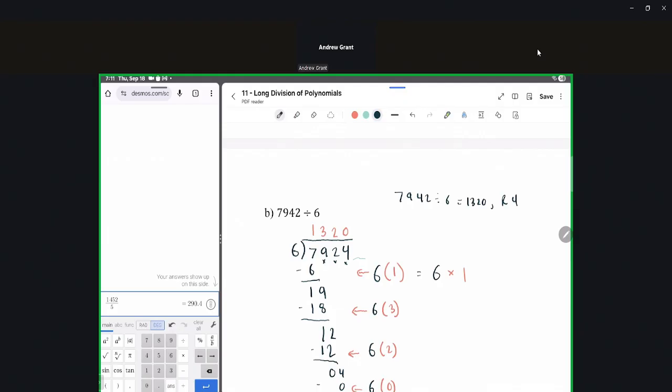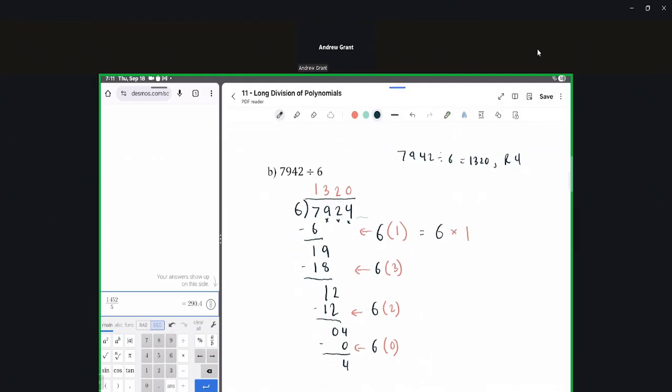I can check this on the calculator. The answer to this should be 1,320.66. So if I take 7,942 divided by 6, we end up getting the right number here.